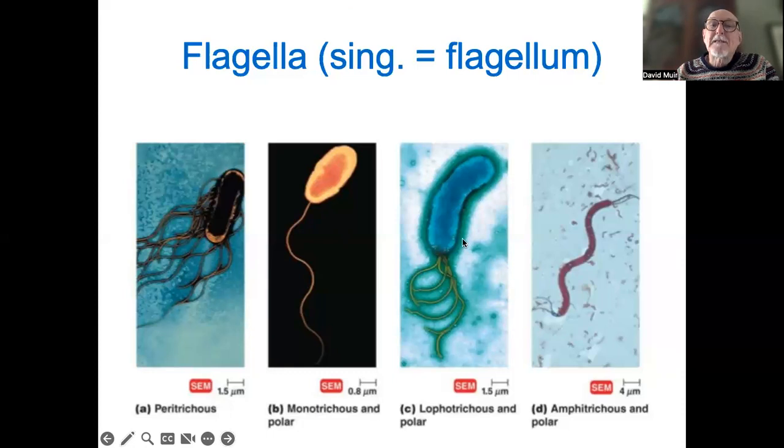Lophotrichous means a bunch. So here is a lophotrichous flagellation, several flagella at one end. Again, this would be polar and lophotrichous. And this is called amphitrichous. It occurs at both ends. That's where the amphi part comes from. This is spirillum. And spirillum is a bit of a special case.